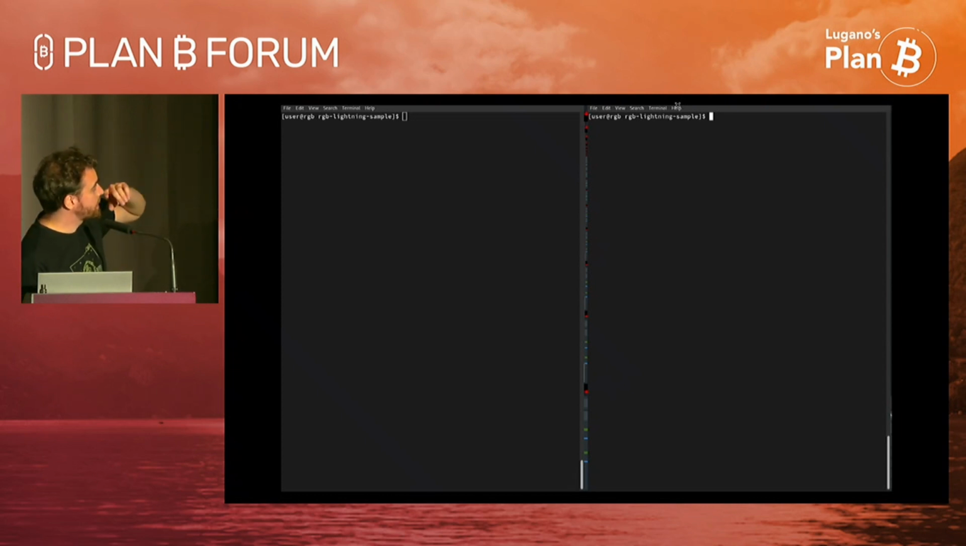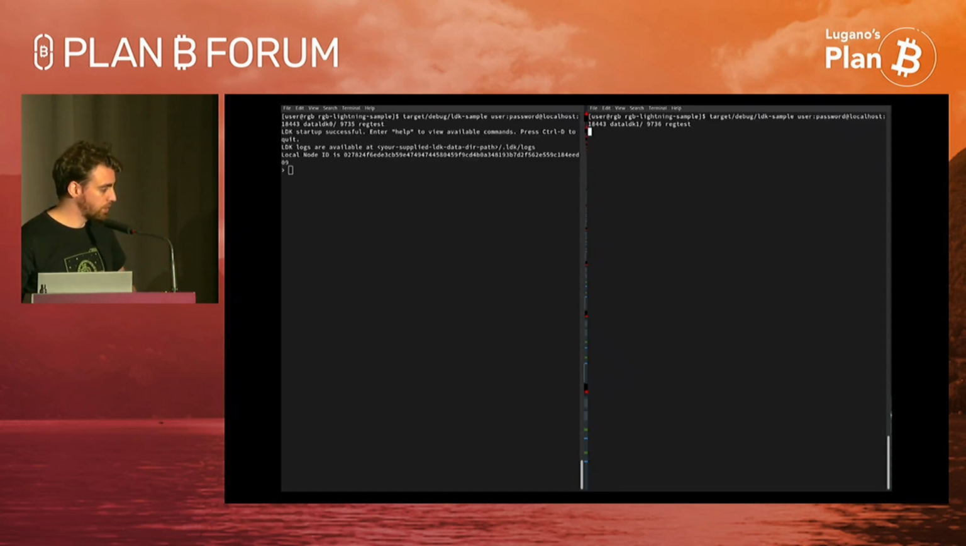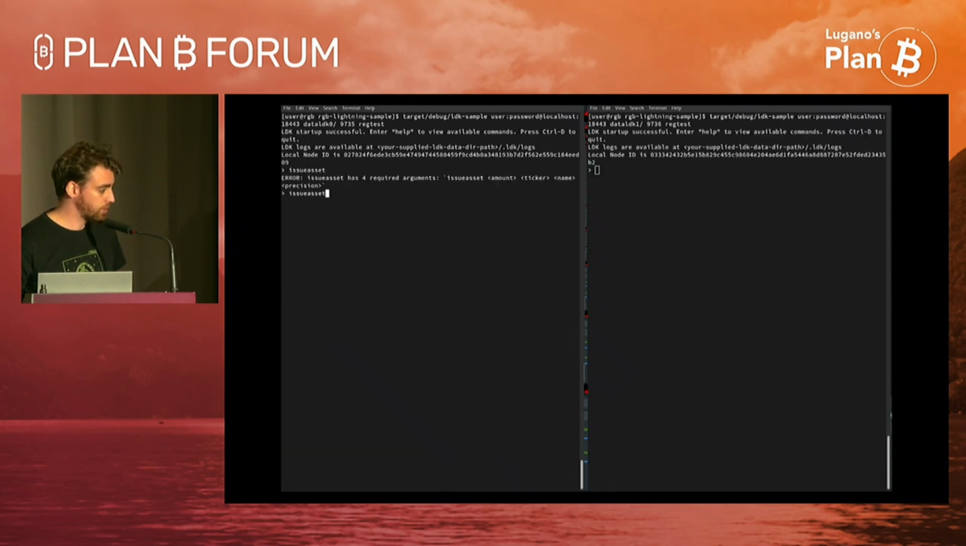But so the setup that we have here, we have two Lightning nodes. These are two terminals with one Lightning node on one side and another Lightning node on the other. They already have some Bitcoins. They already have some UTXOs where they can allocate assets. And so the first thing that will happen is that one of the two nodes will start doing the issuance.